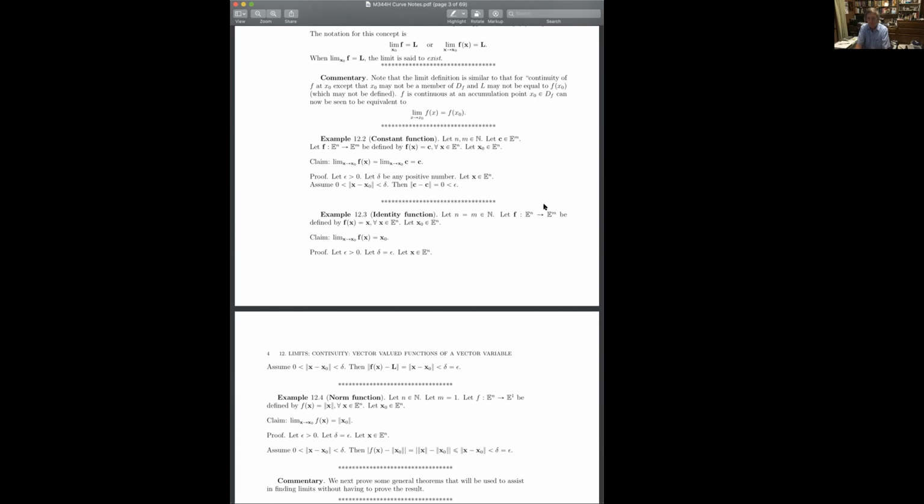Okay, a little bit harder function. What if I have the identity function? Now, the identity function says f of x is x. So I make a proof. Again, I believe that when x goes to x naught, f of x is going to go to x naught. That's what I believe. So to do limits, you have to decide what you think the limit is. All right, and then you prove it.